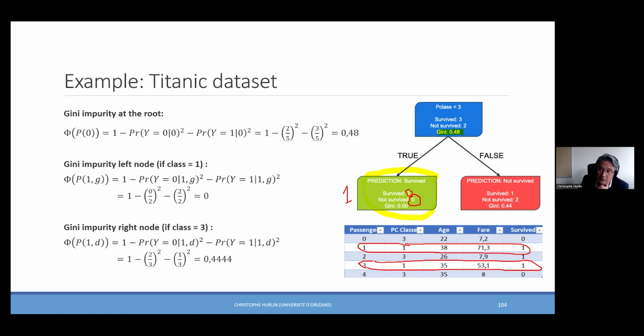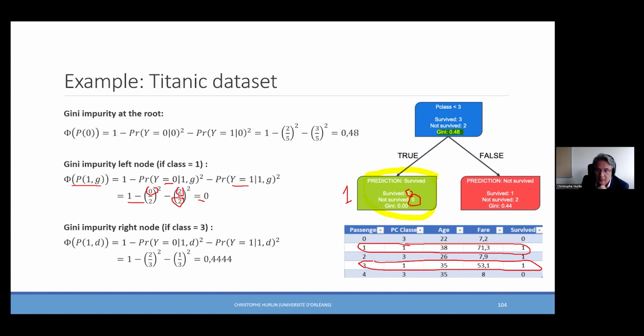did not survive. So what is the Gini index at this stage? On the left node, it is 1 minus the probability to not survive squared minus the probability to survive squared. So what is the probability to not survive? It is equal to 0. And what is the probability to survive? It is equal to 1 because it is 2 divided by 2. So what is the Gini index? It is equal to 0.